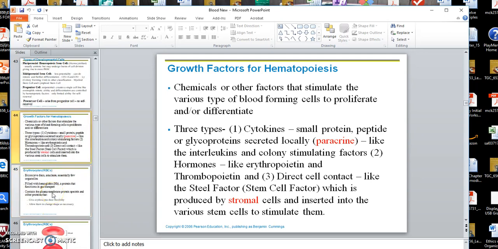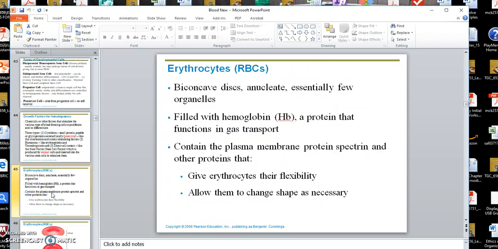Okay, I'm going to end this discussion here, and then I will do another one on red blood cells.